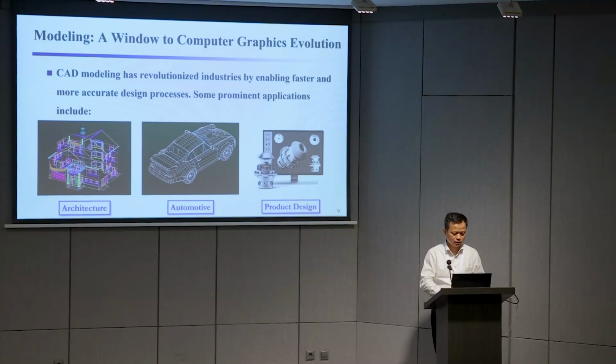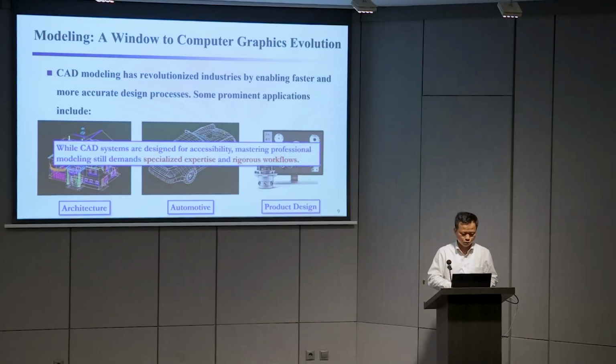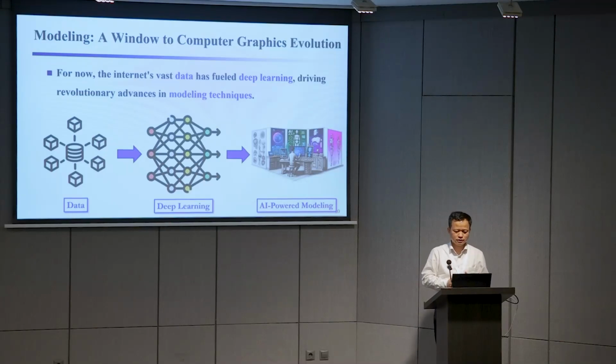So CAD modeling has revolutionized industries by enabling a faster and more accurate design process. Some prominent applications include architecture, automotive, and product design. While CAD systems are designed for accessibility, mastering professional modeling still demands specialized expertise and rigorous workflows. For now, the Internet's vast data has fueled deep learning, driving revolutionary advances in modeling techniques.